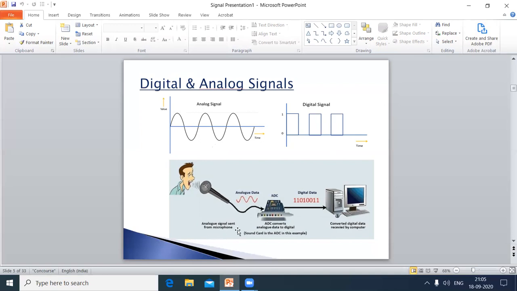For this picture, an analog signal is sent from a microphone. A person speaking into the microphone, the voice is read as an analog signal, to convert into digital data. Digital means 1 0 zeros and ones format and stored in the computer system.